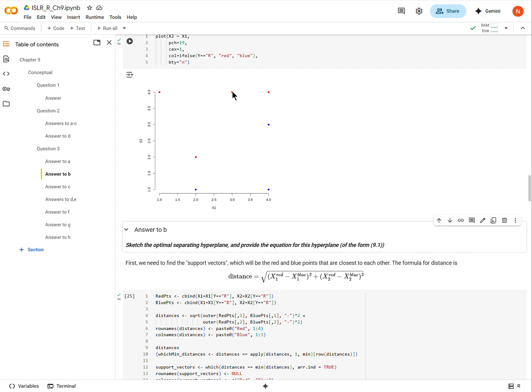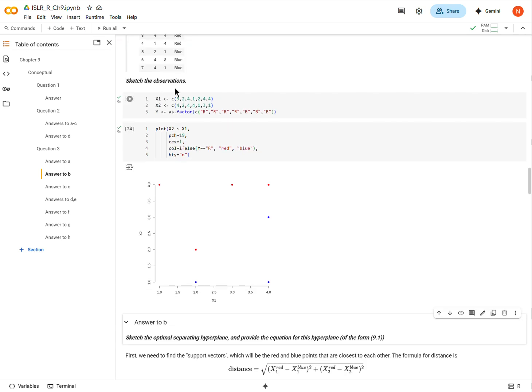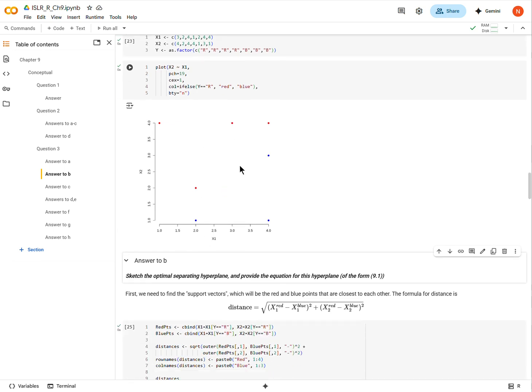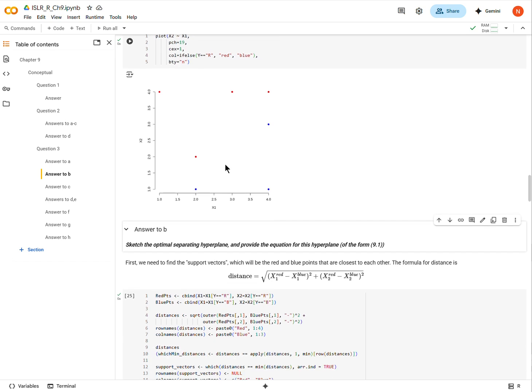Why are they vectors? Well, because any one of these data points we could think about as a vector. One of these data points is 3, 4, that's that data point right there, and we could call 3, 4 a vector of coordinates. And why are they support vectors? I guess because they are supporting the hyperplane that is going to optimally separate them. I guess that's maybe why we call it that.